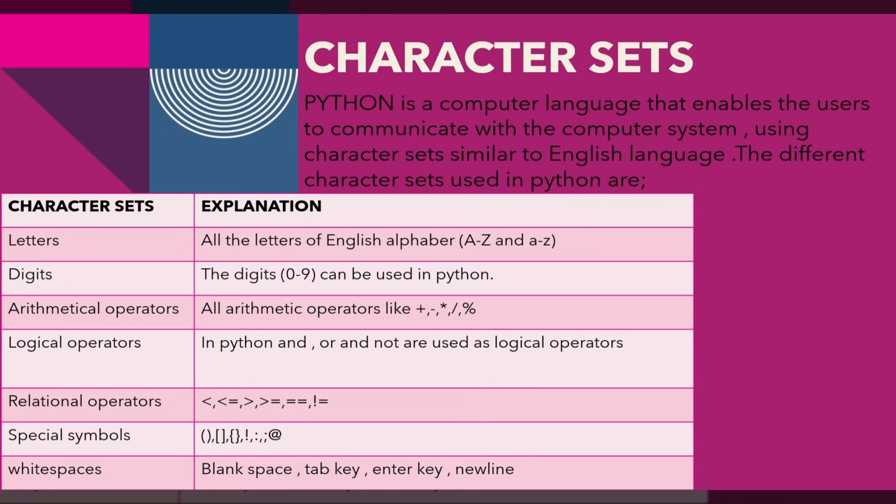As we all know, Python is a programming language through which we communicate with the computer. So, the Python language contains various character sets through which we can communicate. The character set includes different types of characters. First, we have letters from capital A to Z, and small case is also included in this. Next, we have digits which are from 0 to 9.